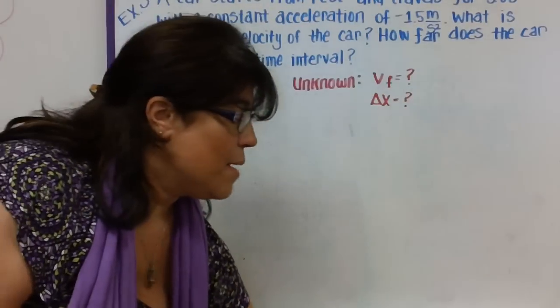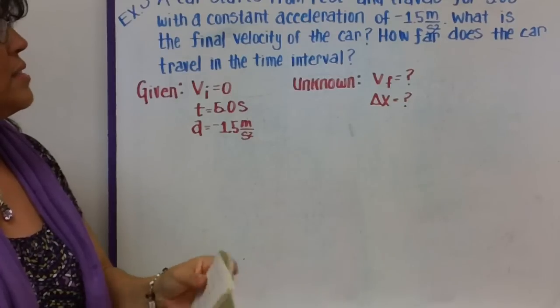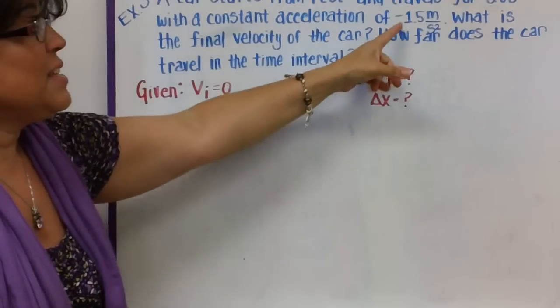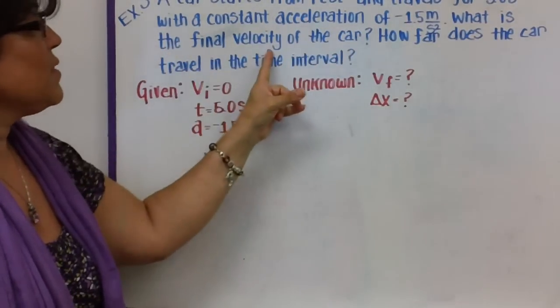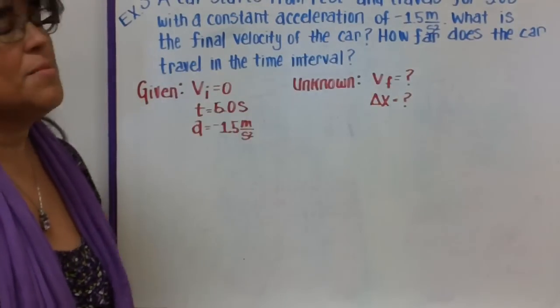Okay, here's another example, and we're going to work this one together. A car starts from rest and travels for 5 seconds with a constant acceleration of negative 1.5 meters per second squared. What is the final velocity of the car? Also, how far does the car travel in the time interval?